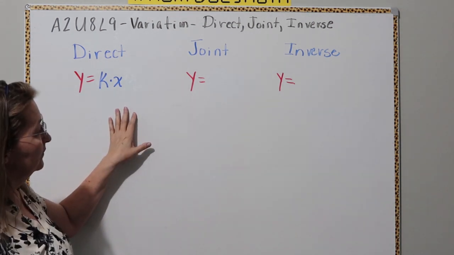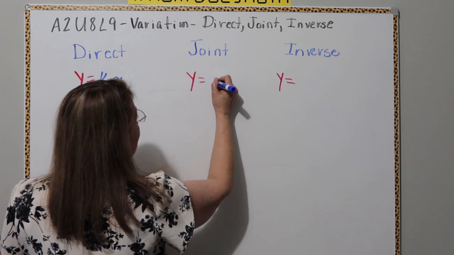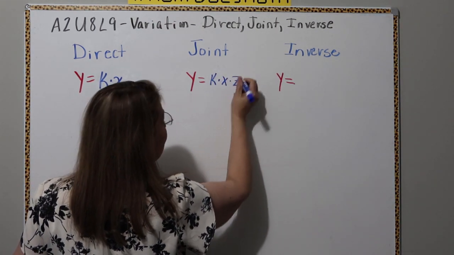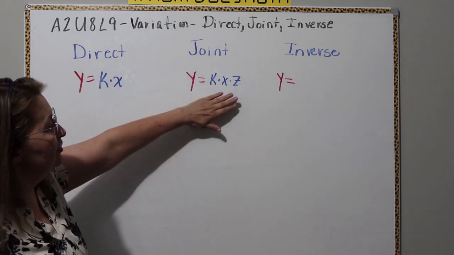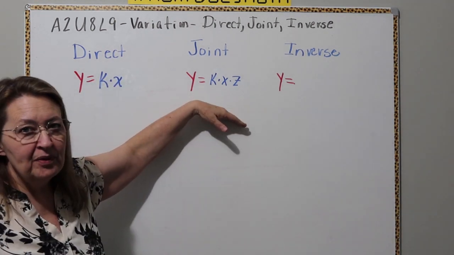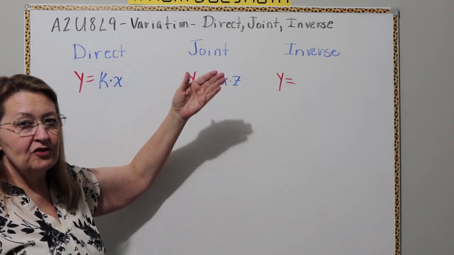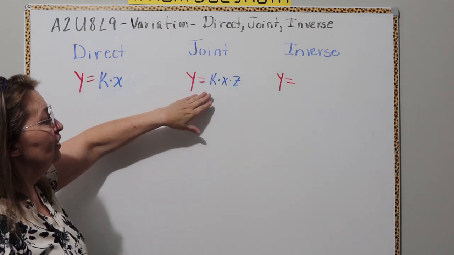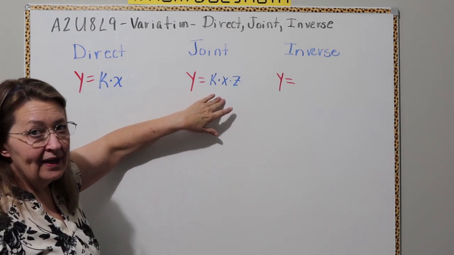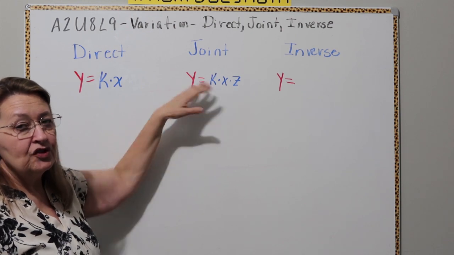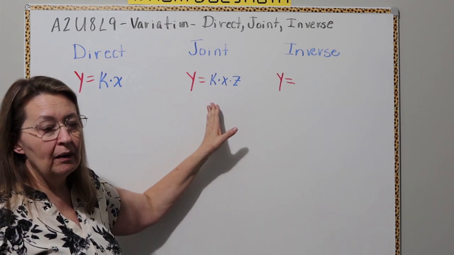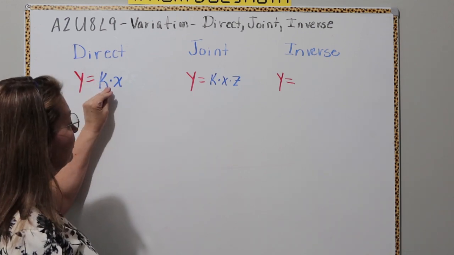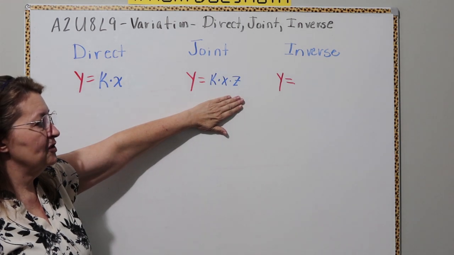So that's direct. Now, joint is quite similar, and it is k times x times z. We have an additional factor there. An example of this might be your savings account, because what's going to affect the balance in your savings account? Well, you would have a principal, you would have a rate, and you would have a time. So as any of those went up, the value of your account is going to go up. So that's still sort of a direct variation. It's just there's more factors in it.